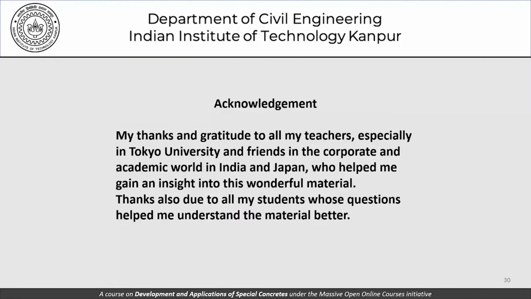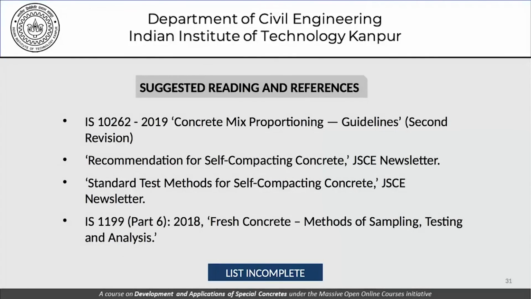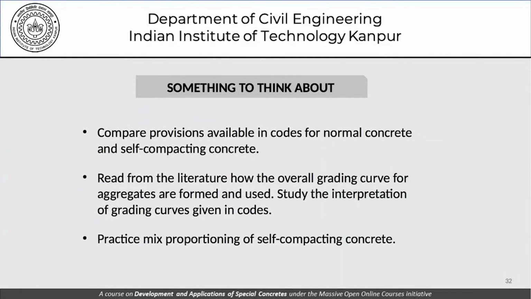And I must, as usual, thank all my colleagues, teachers and friends who have helped me understand the simple concepts of special concretes. This slide gives the suggested reading and references which you might find useful in following the material which has been presented today. However, this list is by no means exhaustive, and in fact it's for that reason that I've written list incomplete, and you are requested and encouraged to look at the internet, look for more relevant material and try to understand the subject matter better.